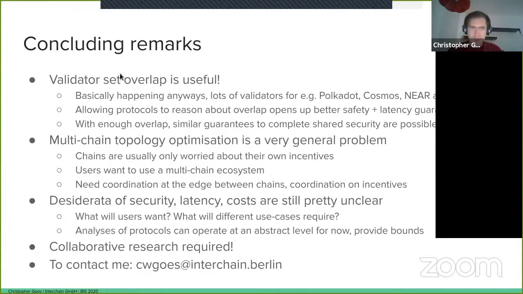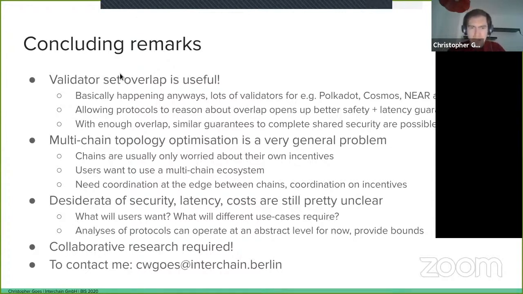It just so happens that for the people who choose to run validators for one chain, their infrastructure costs consist of some flat cost plus some scaling cost, and so it's cheaper on the margin to add a new blockchain. So there will end up being a lot of correlation between validator sets of different chains. We should open up this overlap in the protocol to allow protocols to reason about what kind of overlap they have with other chains, and then provide better safety and latency guarantees to users who are using those chains in a cross-chain message passing context.